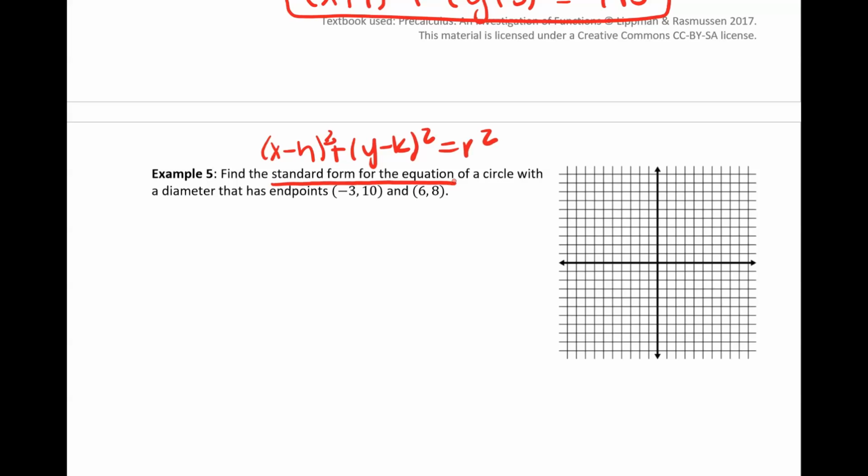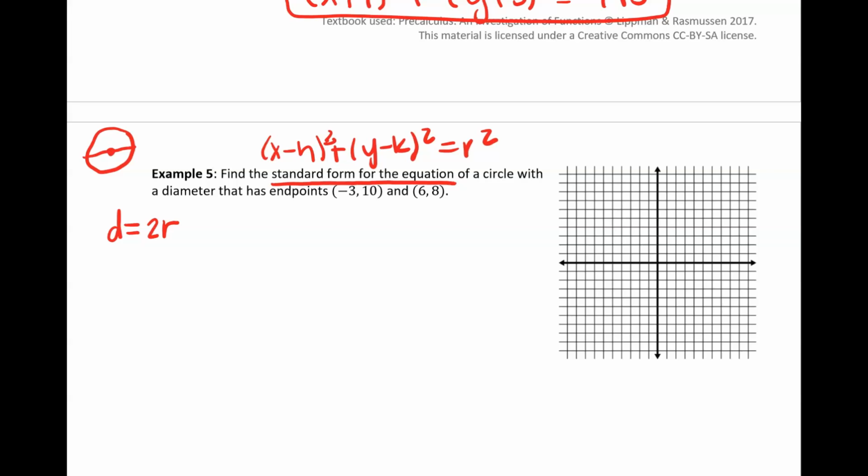Now it gave us a diameter with 2 endpoints. Now remember, your diameter is equal to twice the radius. So if I can figure out the length of that, then I'll be able to figure out what the radius is. Because remember, if you have a circle, the diameter goes through the center in order to get from one side of the circle to the other side of the circle. So to find our r, let's see if we can figure this out.